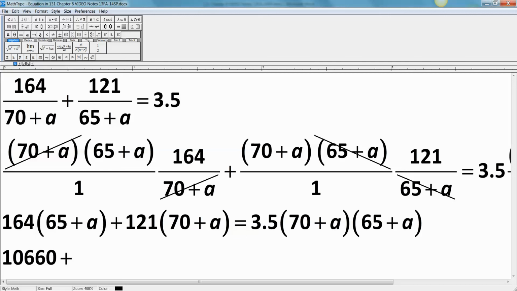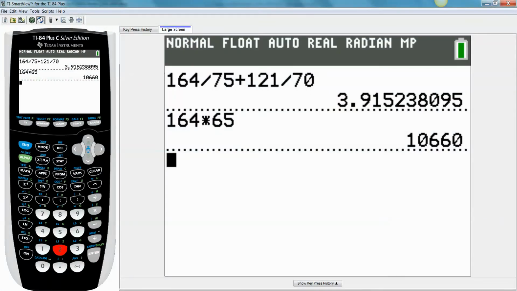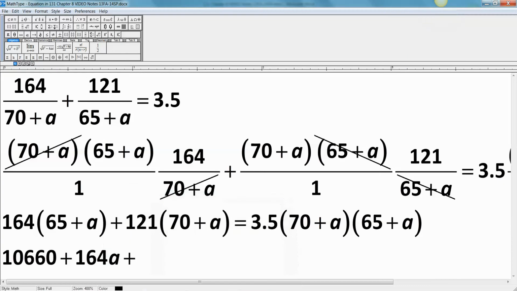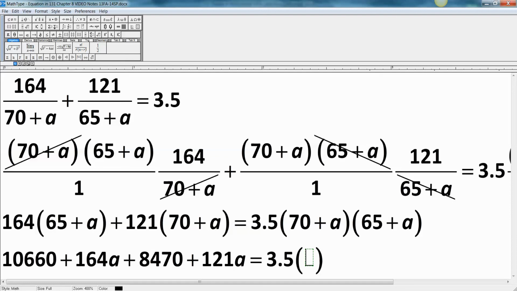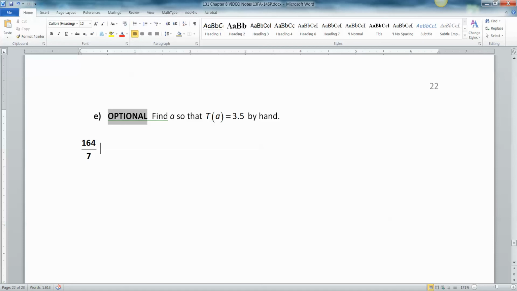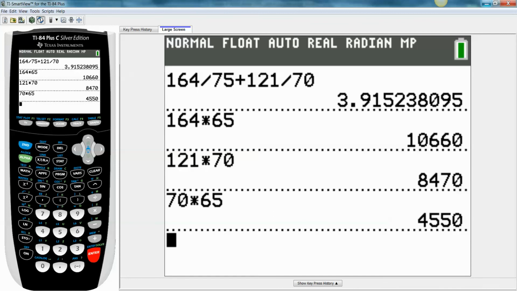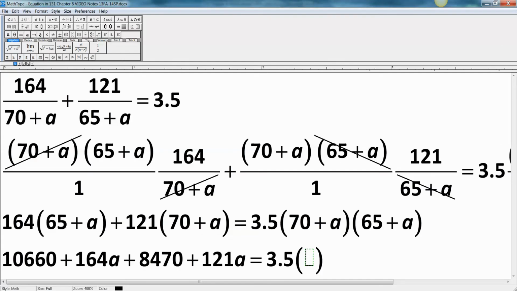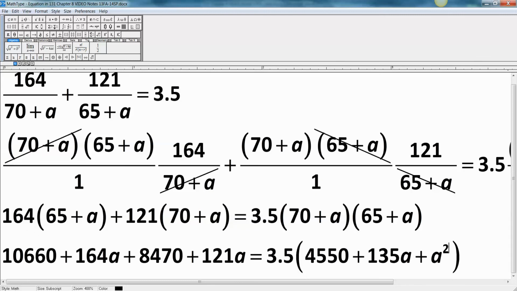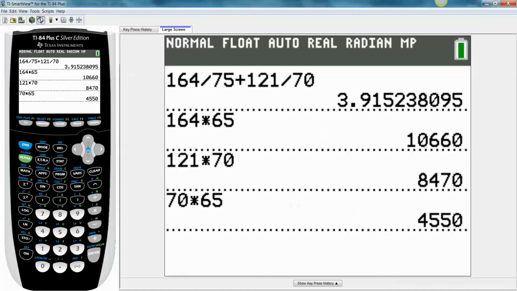All right, so 10660 plus 164A plus, oh, I need 121 times 70. 121 times 70 is 8470. So plus 8470 plus 121A equals 3.5, and then we're going to have to distribute this out. 70 times 65, what would that be? 4550. Okay, 4550. I'm foiling here. Plus 65A plus 70A makes 135A plus A squared. And then I'm going to multiply everything by 3.5. I'm going to do that with my calculator, but I'm going to have to pause you to finish that. So hold on one sec.